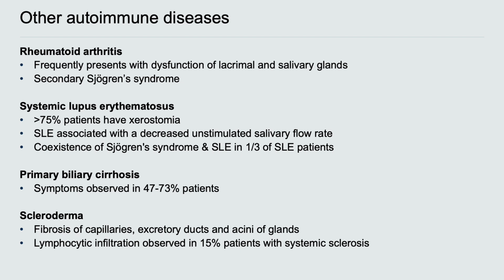Xerostomia is observed in 43 to 73% of patients with primary biliary cirrhosis, and in patients with scleroderma there's fibrosis of capillaries and excretory ducts and acini of the salivary glands, with lymphocytic infiltration observed in 15% of patients.